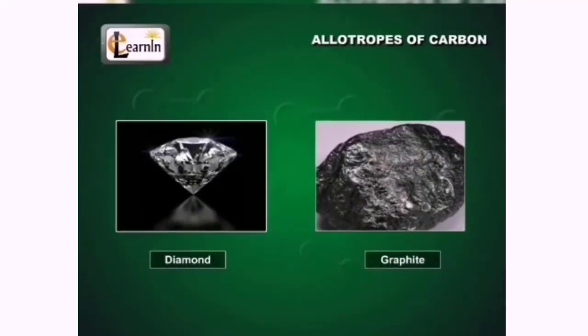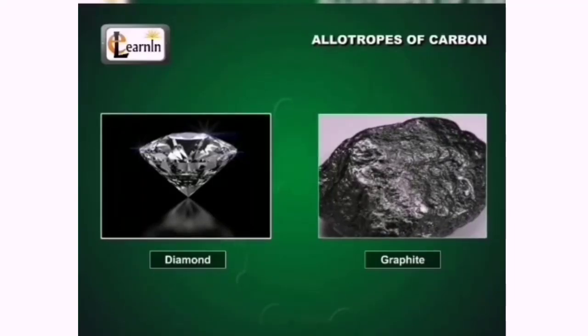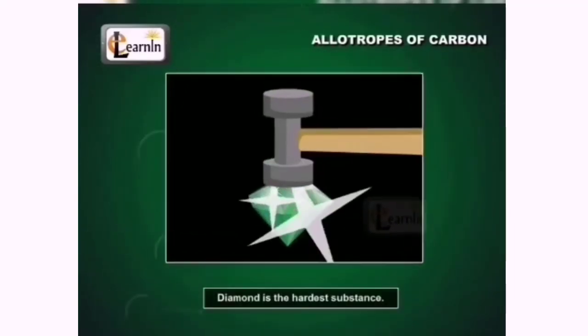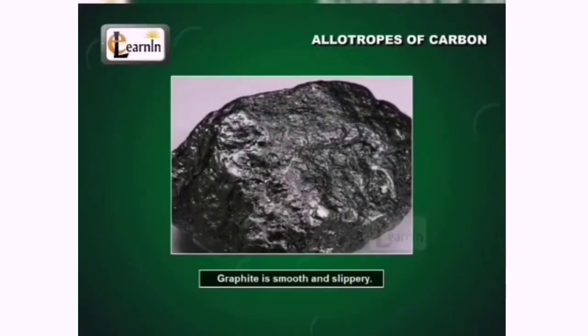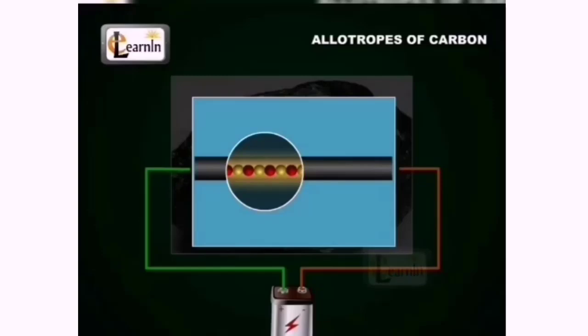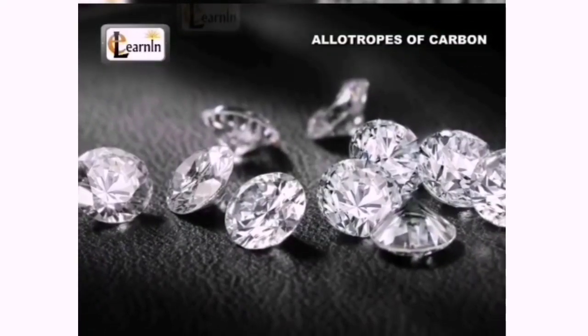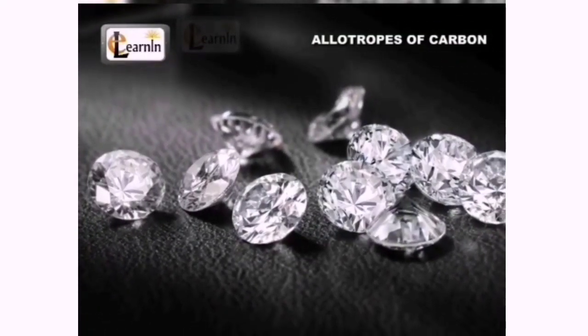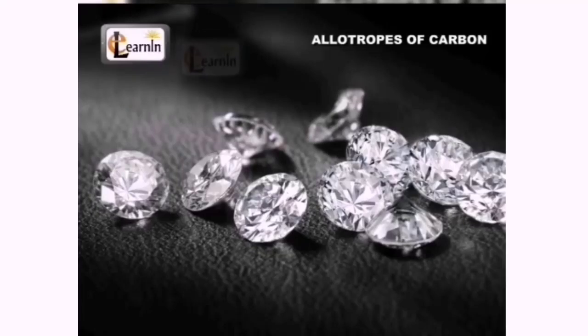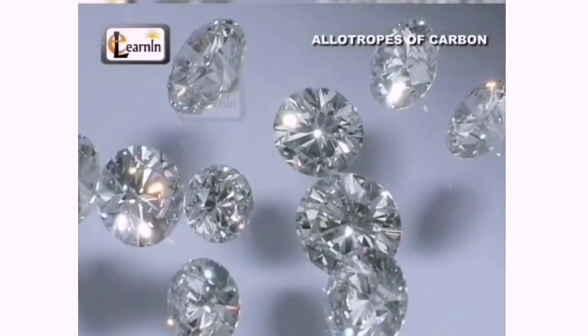Now diamond and graphite, because they have different arrangements, have the same chemical properties, but their physical properties are different. Graphite is also used in the conduction of electricity, whereas diamond is the hardest known substance, which is also available commercially in small forms, as shown in the diagram.